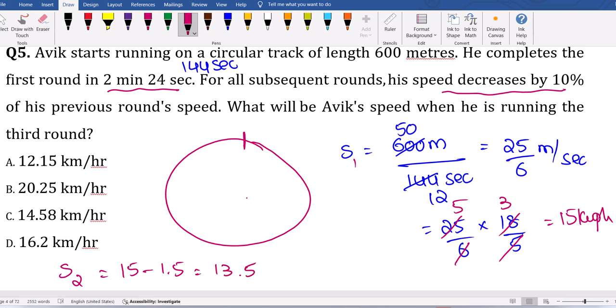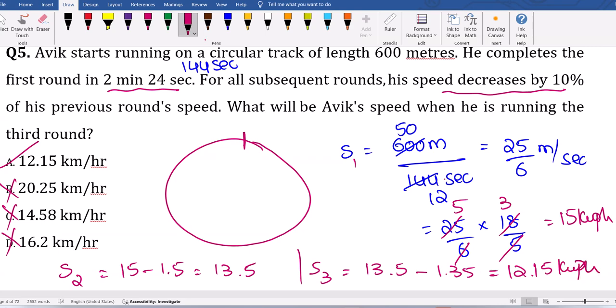Then third round, still it will decrease. So we want less than 13. Only one option, option A. In fact, third round, what will happen? 13.5, 10% of 13.5 is 1.35. 13 minus 1 is 12, 0.50 minus 0.35, difference is 0.15. So 12.15 is what your answer is. 12.15 kilometer per hour.